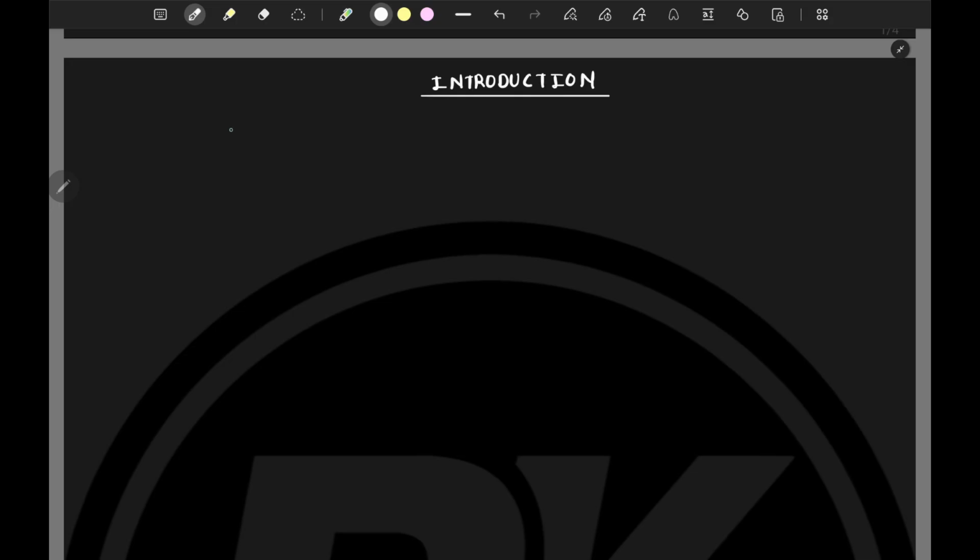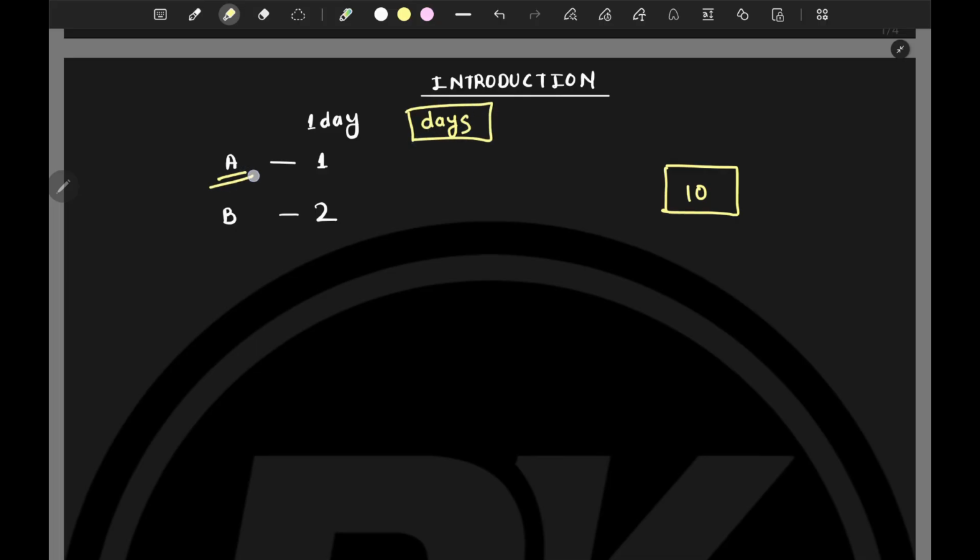For the introduction, I will take a very simple example. There are two persons, let's say person A and person B. Person A can eat one chapati in one day, and person B can eat two chapatis in one day. There are total 10 chapatis. Now tell me, how many days will be required by A to eat all 10 chapatis? He is eating one chapati per day, so he will take 10 days to complete this work.